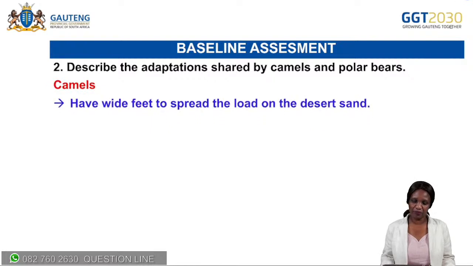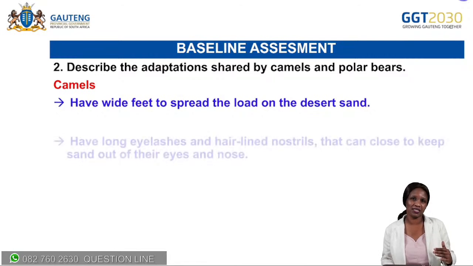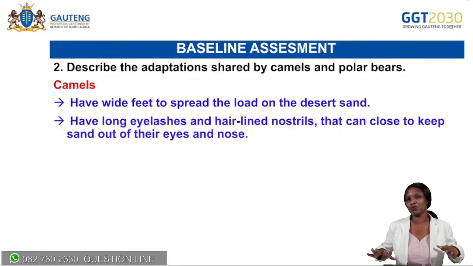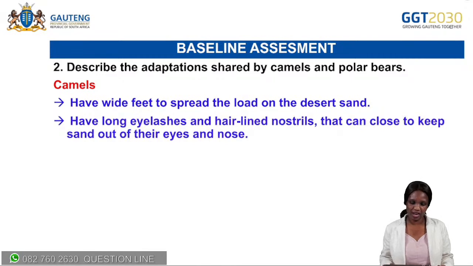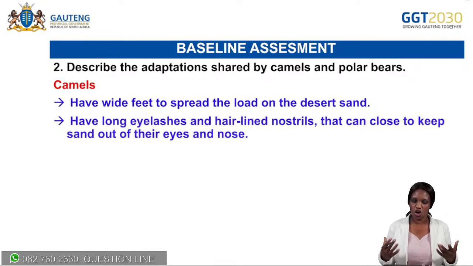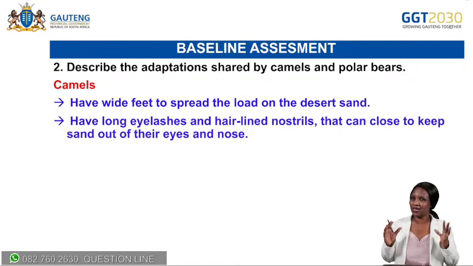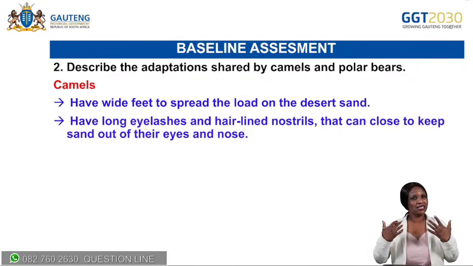Let's look at the camel. They've got wide feet, and then they spread their load on the desert sand. Remember, it is very difficult to walk on desert sand, but the feet of the camels make it possible for it to spread the load and then walk on the sand. And then they also have long eyelashes, hair-lined nostrils. Why? Because if they close them, the dust and the sand won't get into their eyes and into their nose. All right, that is adaptation.